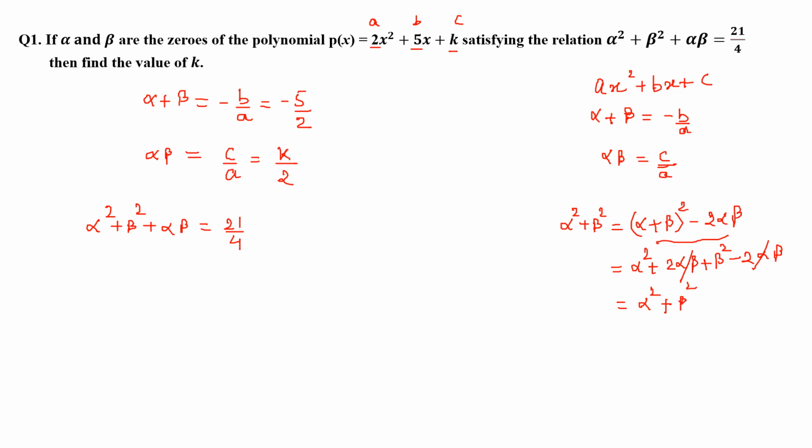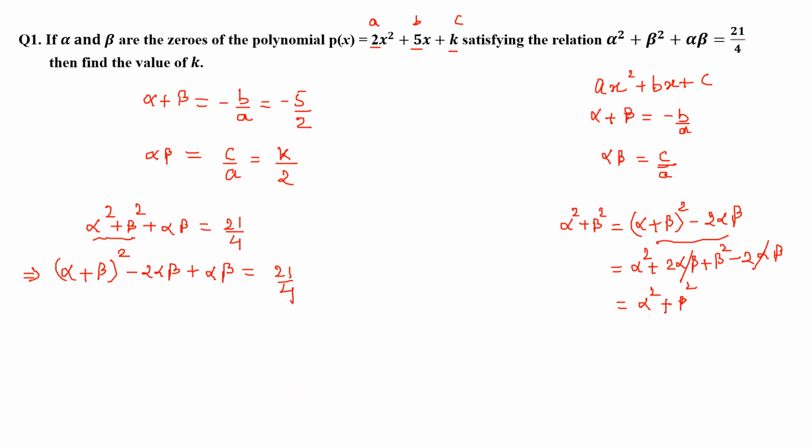So alpha square plus beta square, you are going to put the value here as alpha plus beta whole square minus 2 alpha beta, then plus alpha beta equal to 21 by 4. Again I am explaining how I have written. Alpha square plus beta square is same as alpha plus beta whole square minus 2 alpha beta. So in place of alpha square plus beta square, I have substituted this alpha plus beta whole square minus 2 alpha beta. And then plus alpha beta I have written as it is, and this complete is equal to 21 by 4.